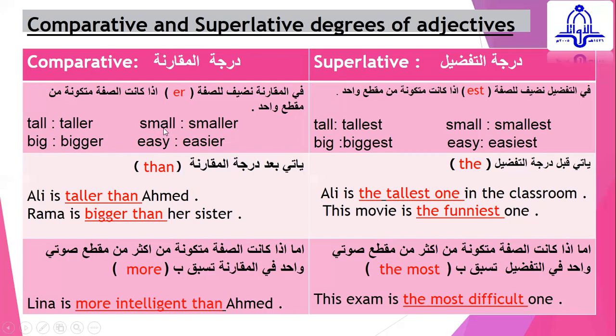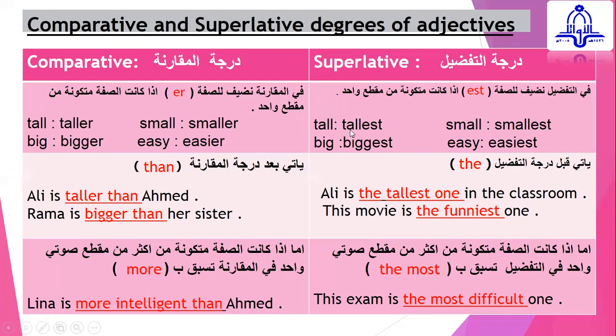Small also. Here we have one vowel letter اللي هو ال A, so one syllable sound. So when I want to make comparative, I add ER, it will be smaller. Easy، كل حرفين متجاورين أو ثلاثة حروف متجاورة تعتبر مقطع صوتي واحد. إذا easy متكونة من مقطع صوتي واحد. عند تحويلها إلى مقارنة نضيف ER لكن بعد قلب Y إلى حرف I وإضافة ER. أما في التفضيل نضيف للصفة EST إذا كانت متكونة من مقطع واحد. لتحويل الصفة إلى درجة تفضيل، إذا كانت متكونة من مقطع واحد نضيف إلى نهاية الصفة EST.